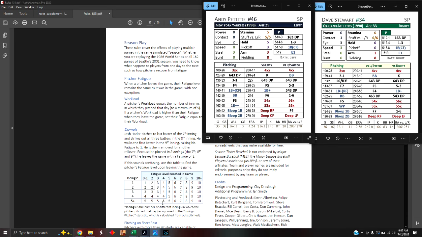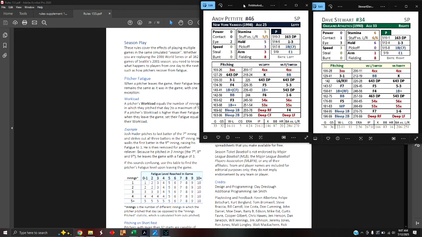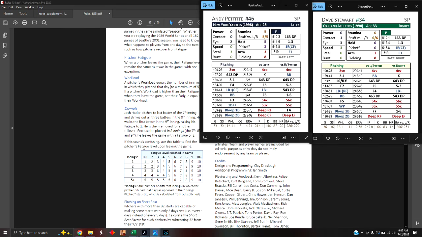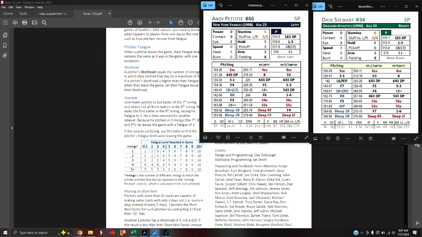It starts at 5 right after they get done pitching. That's because if they try to pitch a doubleheader, let's say, their workload's already going to be 5 when they start pitching that doubleheader. It doesn't drop by 1 until they go to sleep that night. So that's something to keep in mind with Andy Pettitte and Dave Stewart here. You can pitch on short rest, and that's something I wanted to mention when we're looking at these two pitchers.